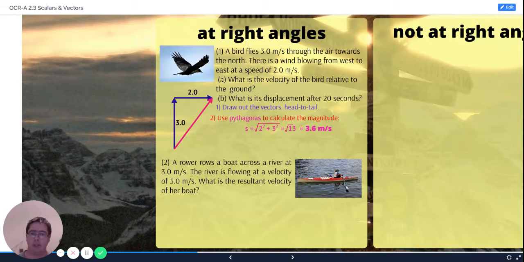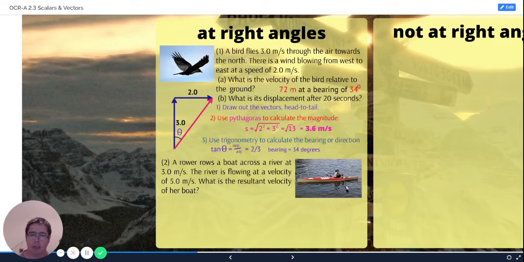All my data is given to 2 significant figures, so I'm going to give my answers to 2 significant figures. So that's 3.6 meters per second. And then I'm going to use trigonometry to calculate my bearing. So I'm measuring this angle here, and tan theta is 2 divided by 3, which gives me a bearing of 34 degrees, or 034 degrees.